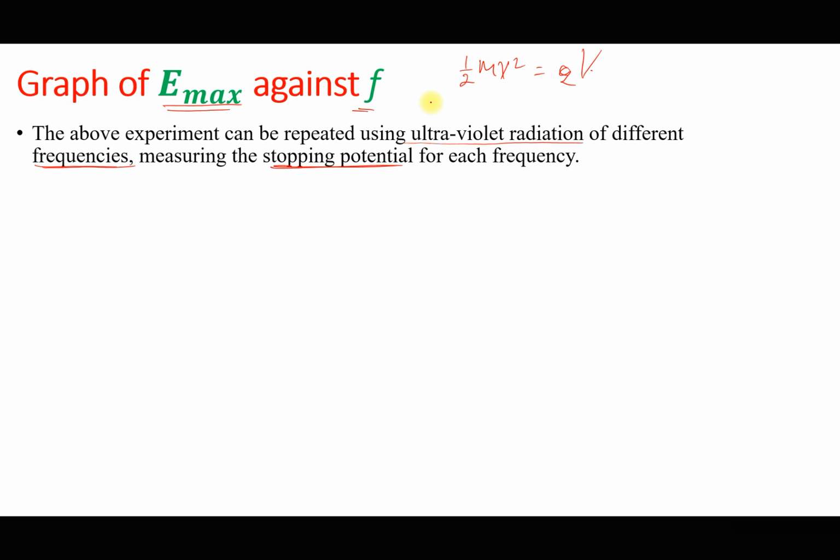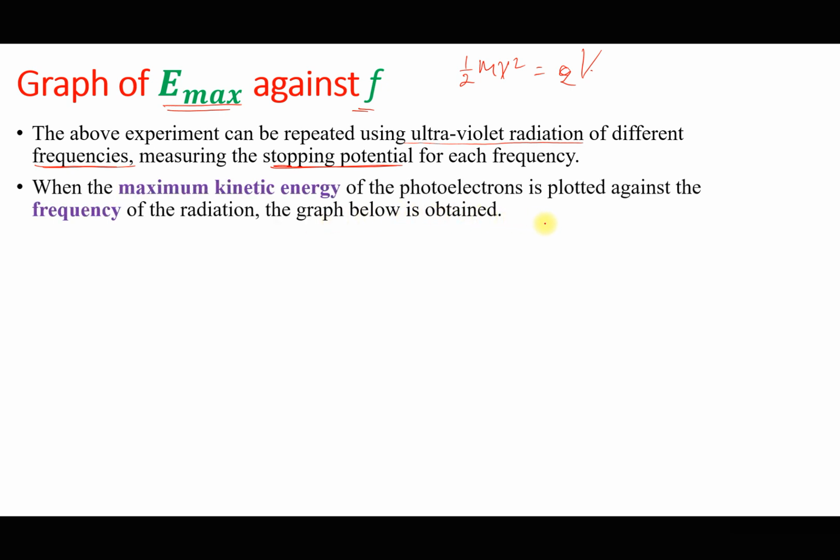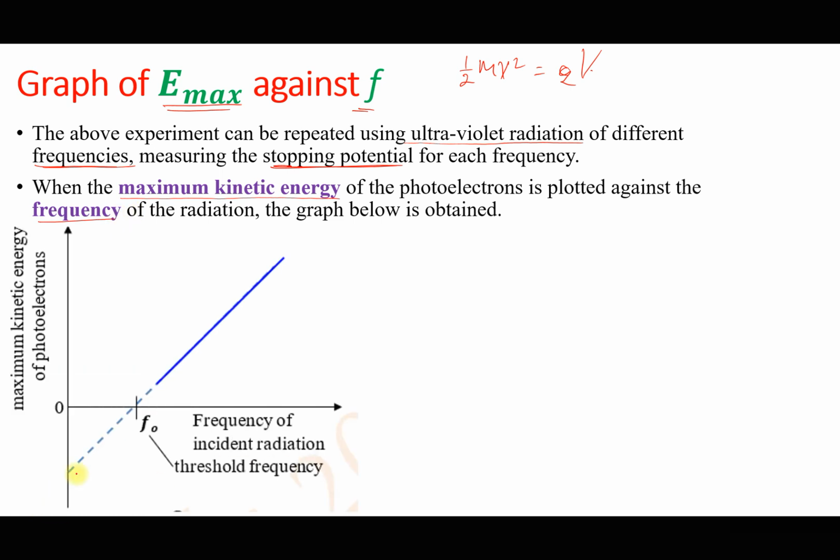So the above experiment can be repeated using ultraviolet radiation of different frequencies and measuring the stopping potential of each frequency. And when the graph of maximum kinetic energy of the photoelectrons is plotted against the frequency, the graph which is obtained looks like this. The maximum kinetic energy is directly proportional to the frequency. But this graph does not go to zero because there is a minimum frequency below which no photoelectrons are emitted. So this graph has an x-intercept.